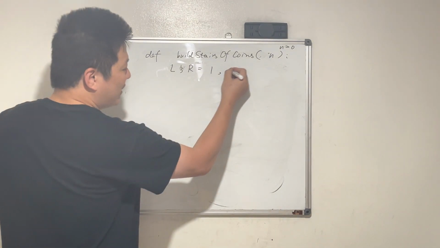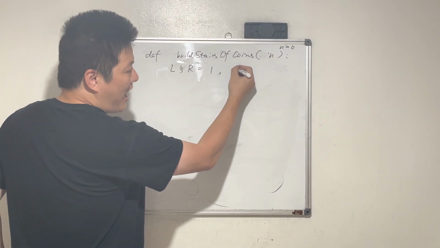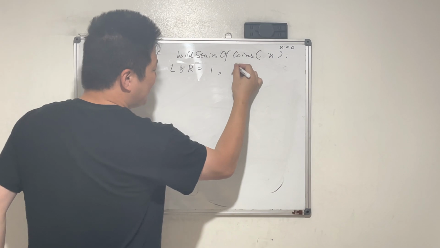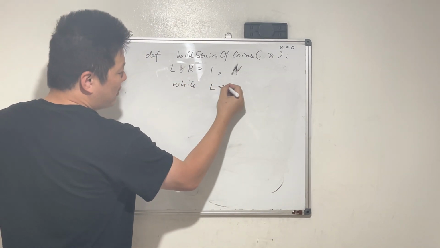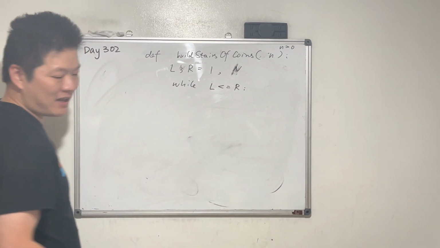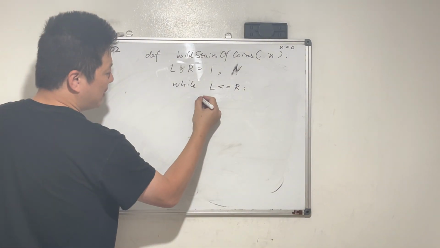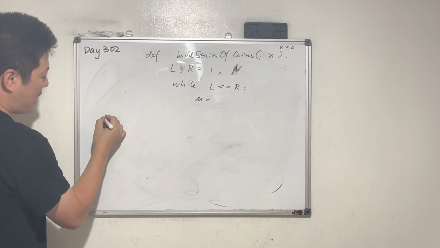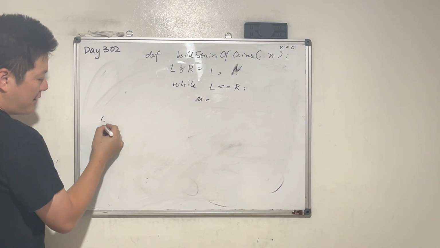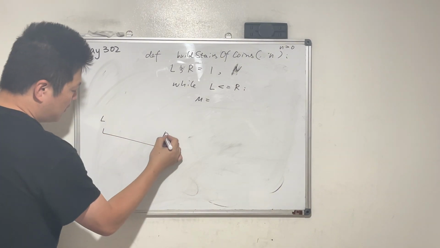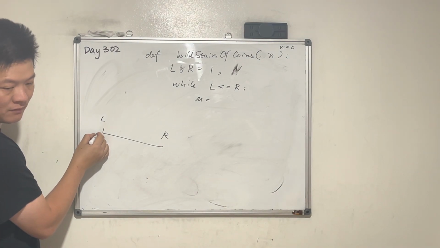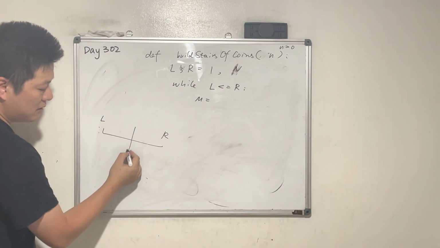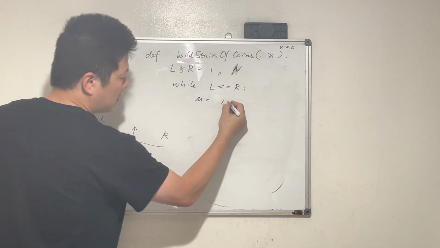The maximum is what? R rows. We can put it n rows. So while left is smaller than or equal to R. What's the middle? How do we cut the middle? Left plus right divided by 2.